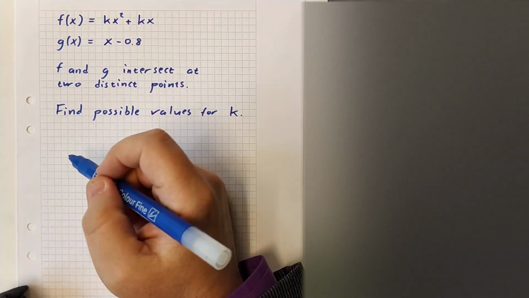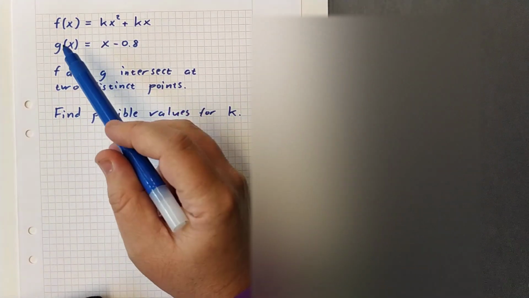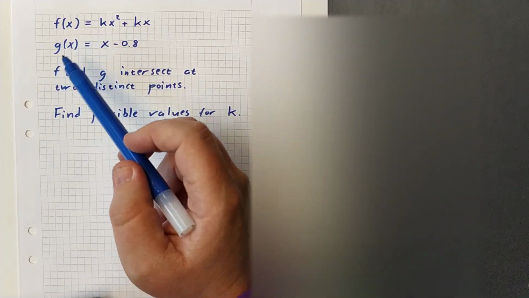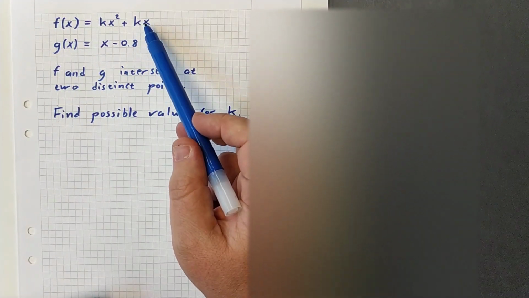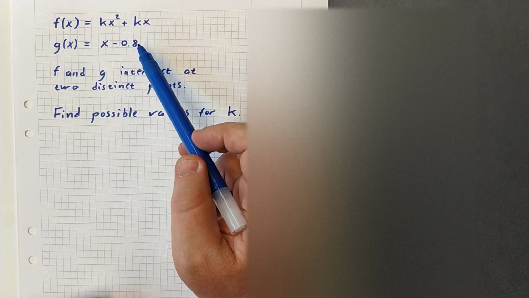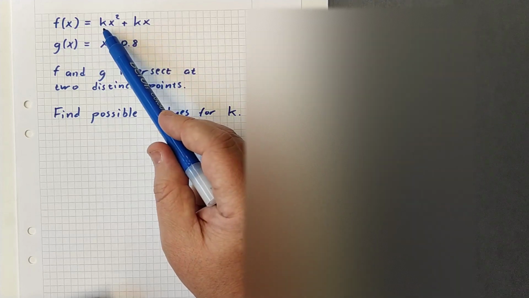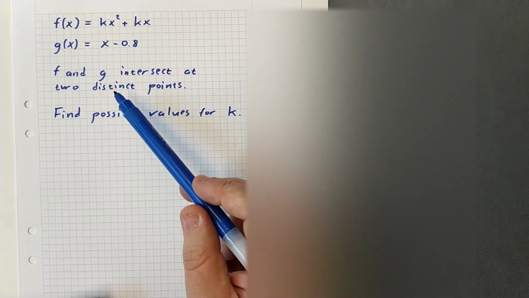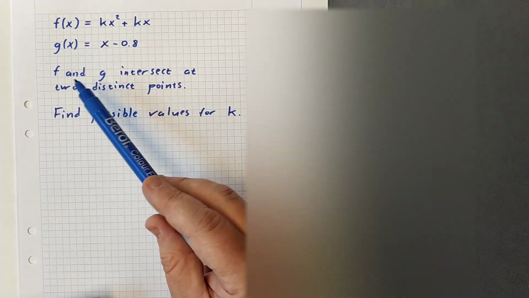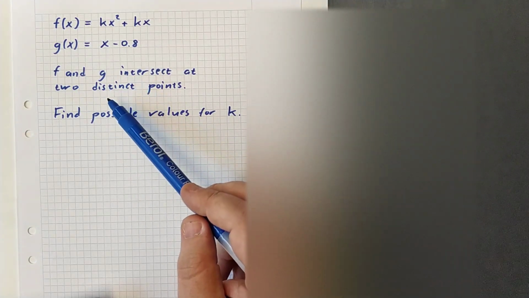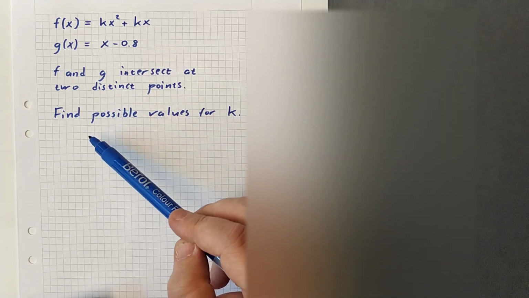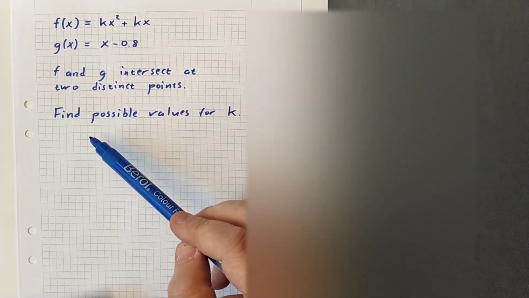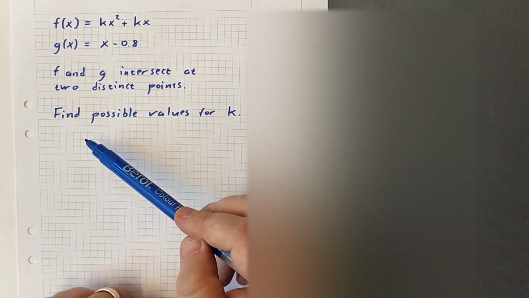Okay, in this video we're going to look at a previous exam question where we are given two functions, f of x and g of x, and in f of x there's an unknown parameter k. And we're told that the graphs of f and g intersect at two distinct points, and we're asked to find the possible values of k.